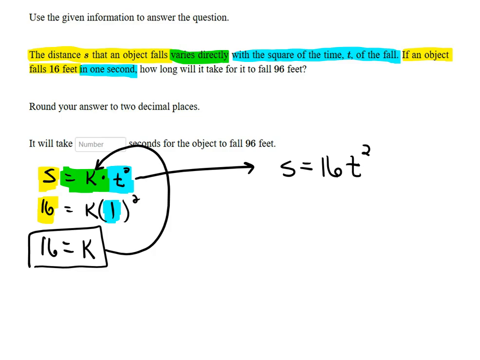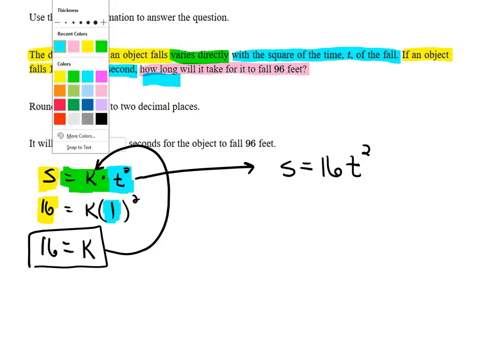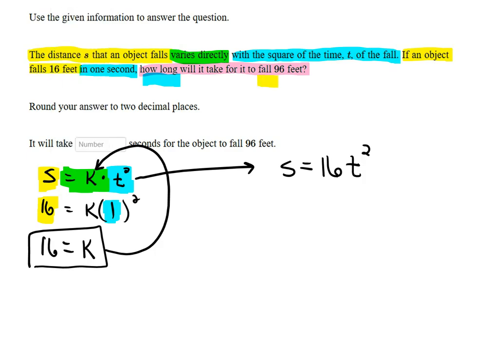And their next question asks me, and this is the question, so I'm going to highlight it in pink, how long will it take for it to fall 96 feet? So remember, the how long part, that is t, and will it take for it to fall 96 feet? That is your s. I'm being asked to solve for t. S goes right here, so 96 equals 16 t squared. And I need to solve that.